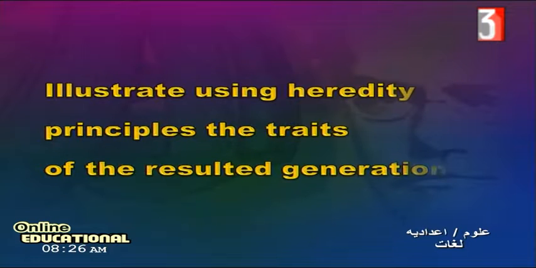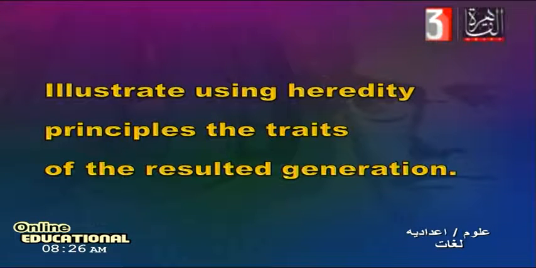If a mating occurs between hybrid R capital R small and a pure recessive trait, what will happen? Illustrate using the heredity principle the traits of the resulting generation, whether hybrid, not pure, red or purple flower, or white pure flower.